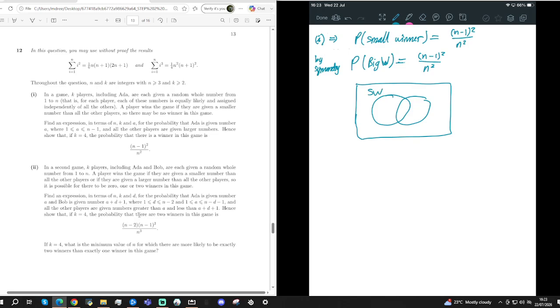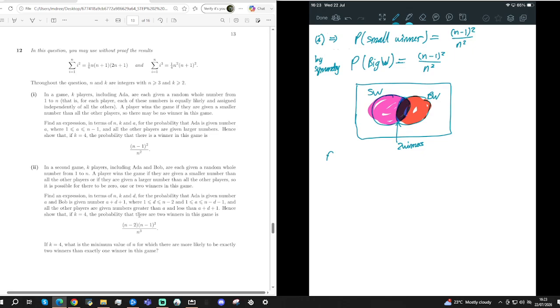So we have here small winner, big winner. We know the probability of small winner. We know the probability of big winner. And we know the probability of two winners, which is that middle section there, two winners. So we can work out the probability of exactly one winner by adding small and big, but then subtracting two lots of the double winner to kind of get rid of it. Okay, so let's do that.